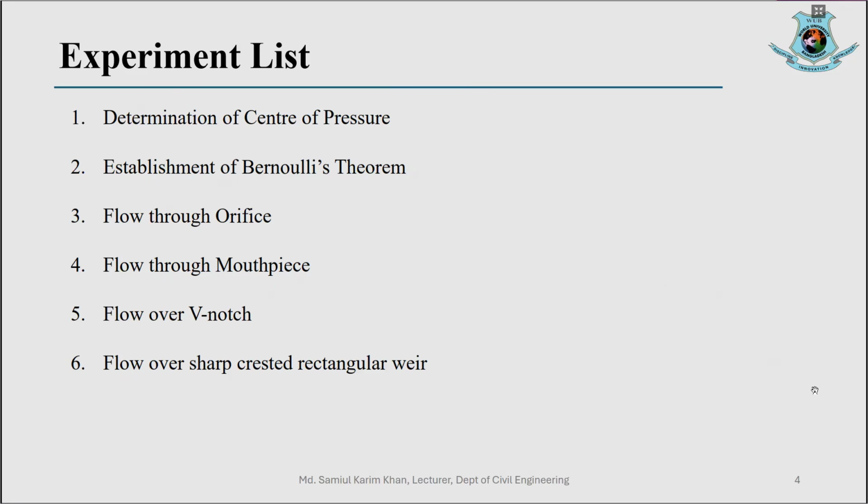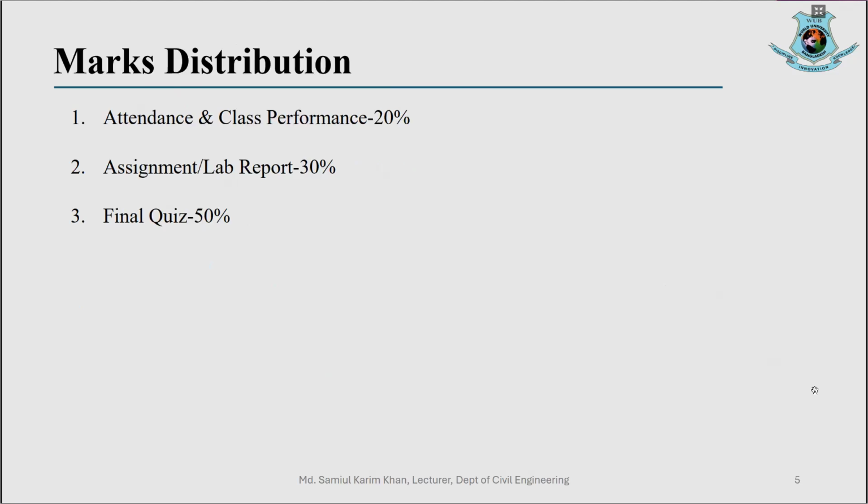At the first class, there will be only introduction, but after that, in each class, one of the experiments will be described. Here is the mark distribution, and actually it will vary a little bit. So here is a general outline: attendance and class performance 20%, assignment and lab report 30%, and final quiz 50%. So I want to explain the lab report part because this is an important part of this course.